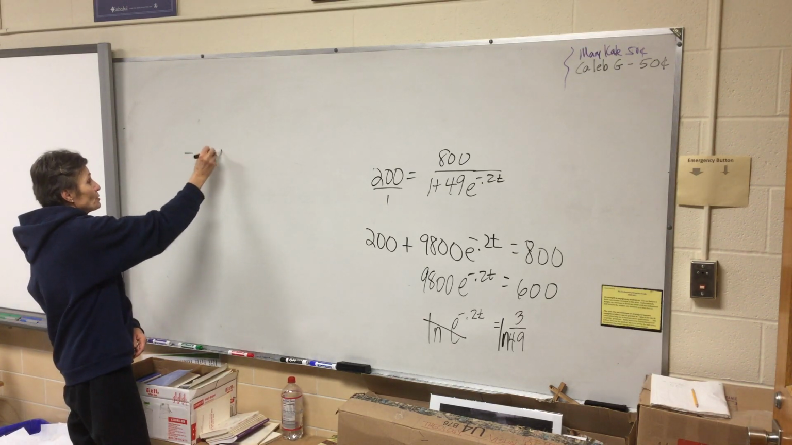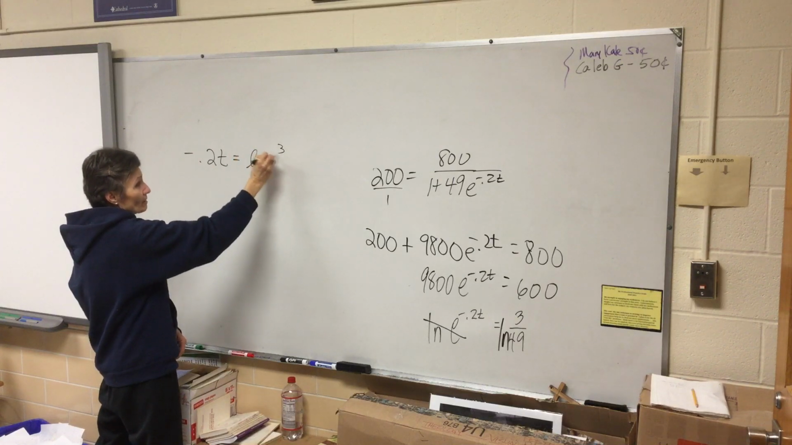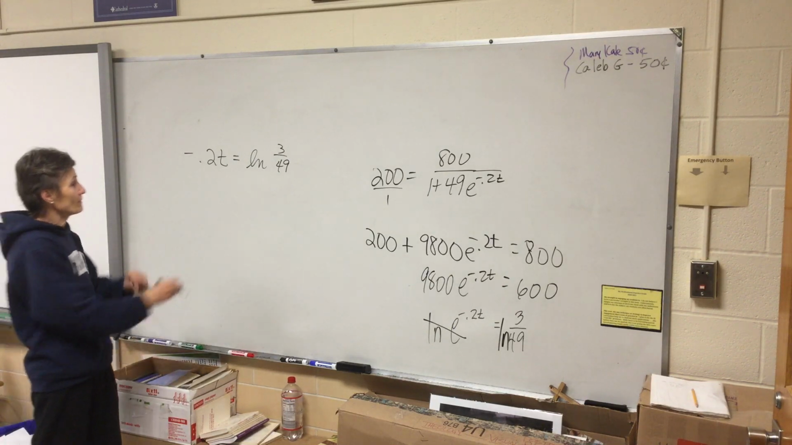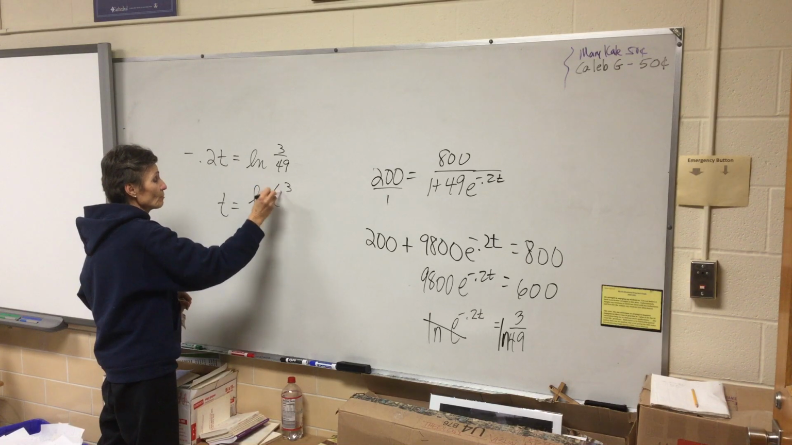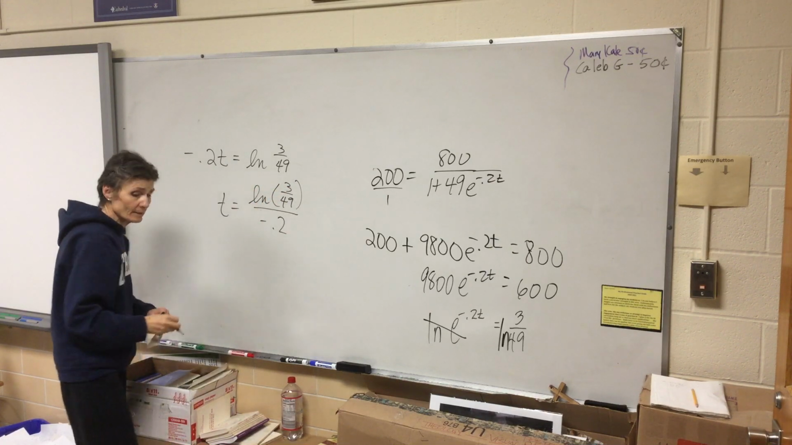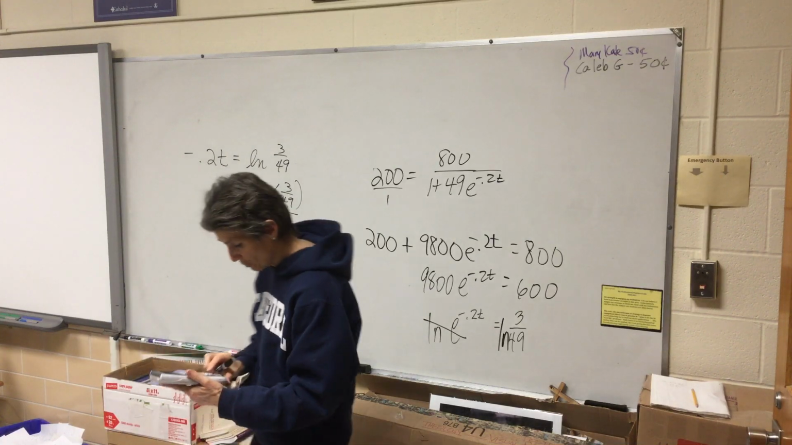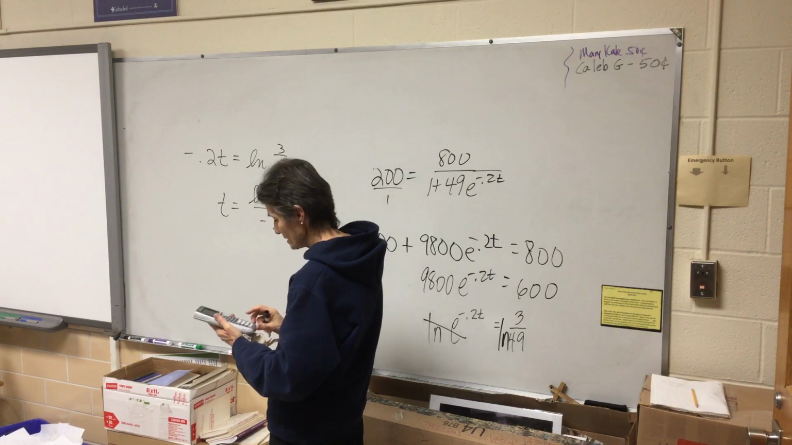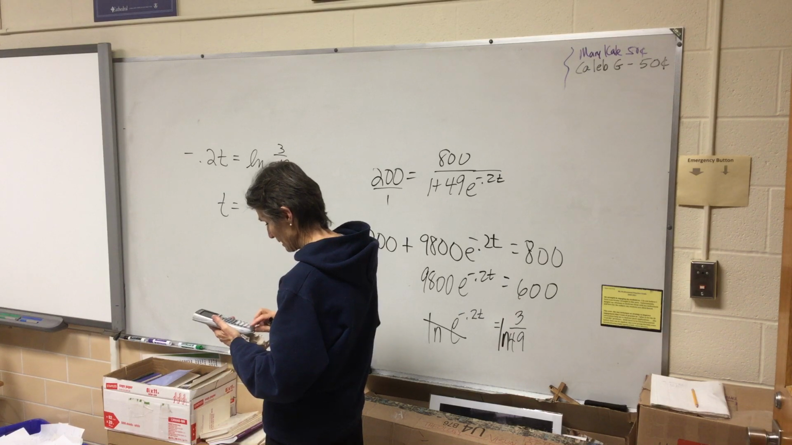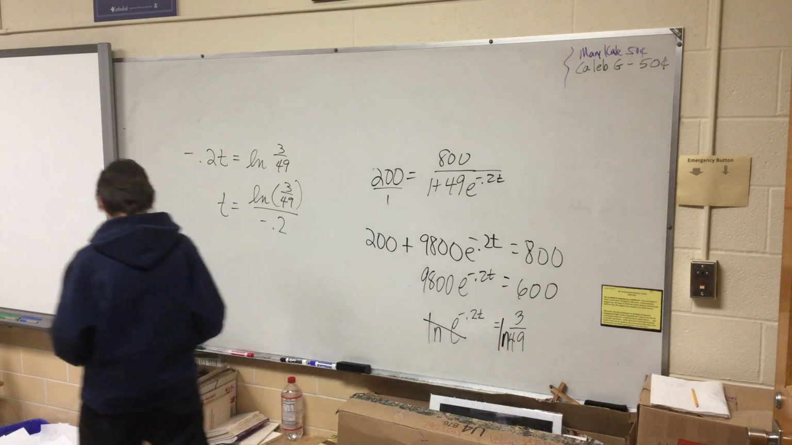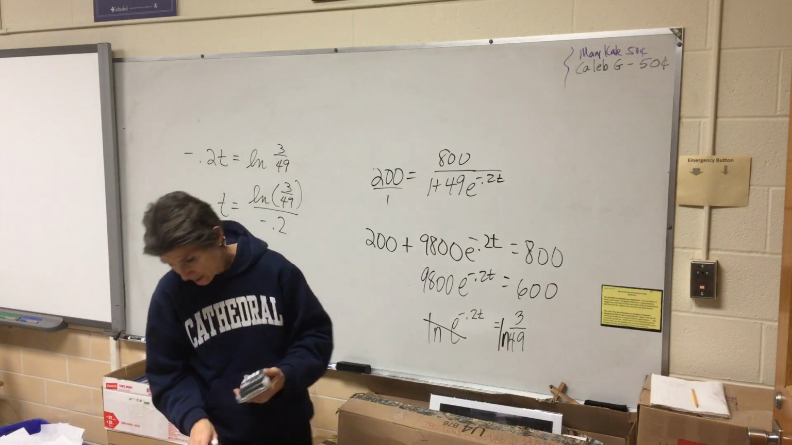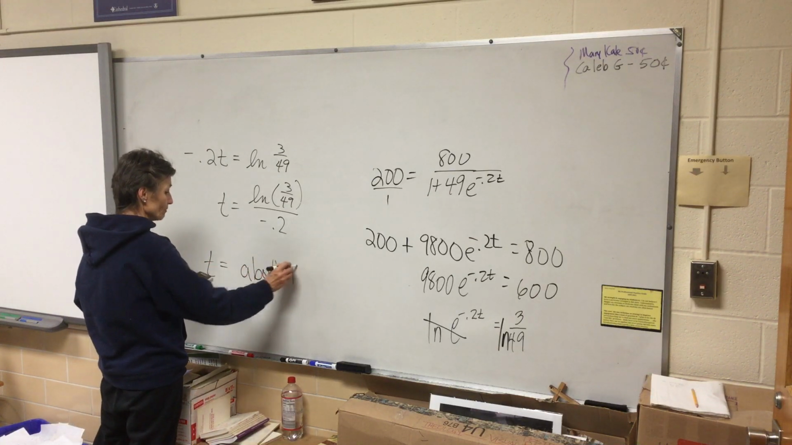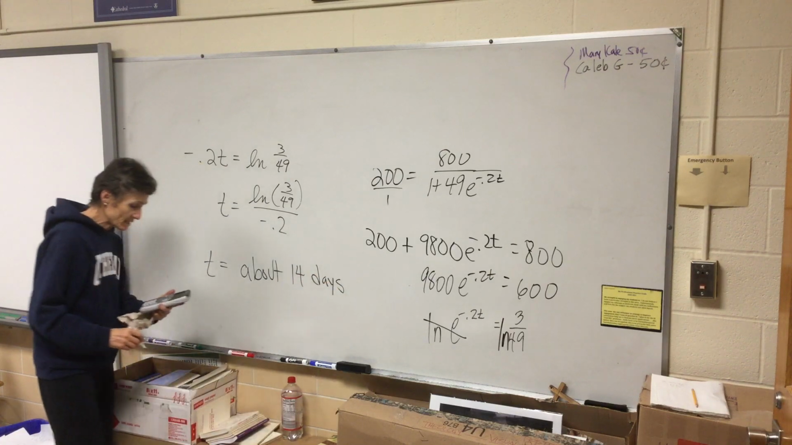So we have negative 0.2t equal to ln 3/49. Then we're solving for t, so we'll just divide. We'll take ln 3/49 and divide that by negative 0.2. The only caution I have for you here is make sure that when you do 3 divided by 49 you close those parentheses before you hit divided by negative 0.2. And this is in days. So did you get about 14 days? It's like 13.966.